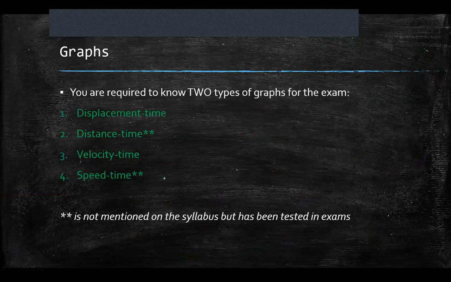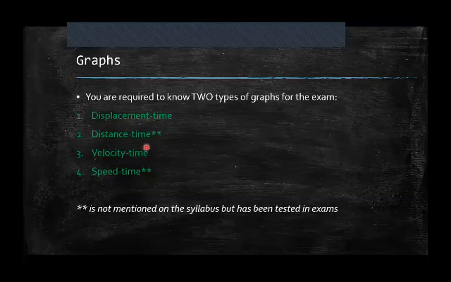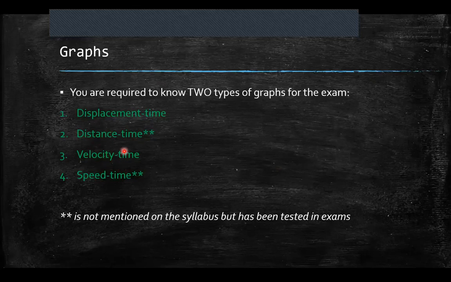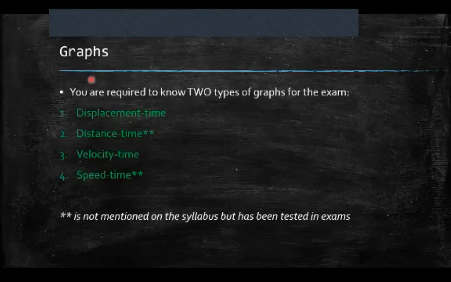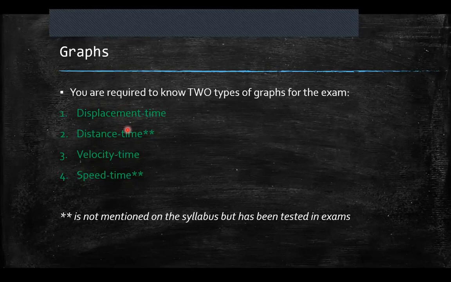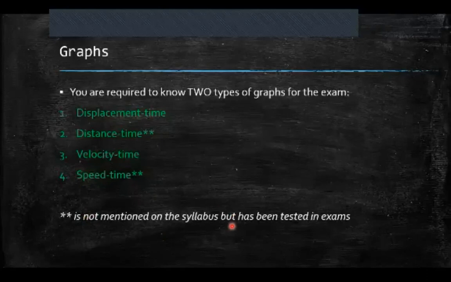I remember the kinematic section is mandatory now, right? You have no choice. You have to do kinematics. Right, so you are required to know two graphs. That's why I put two graphs here, right? Two types of graphs, because they only stated two types of graphs, the displacement and the velocity. But like I said, it was tested in the exam, distance time and speed time. So I have it on the PowerPoint. So yeah, the graphs, displacement time, distance time, velocity time, speed time. I have the asterisk here because, like I said, it's not mentioned in the syllabus, but has been tested in exams.